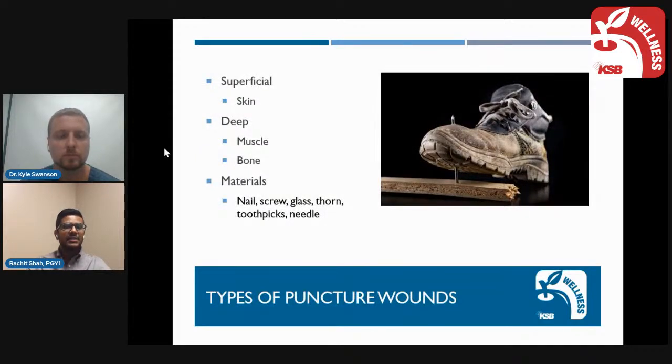So when we classify puncture wounds, we divide them up into superficial and deep. When we have a superficial puncture wound, it's really just confined to the skin. And as it goes deeper, and if it hits the muscle or the bone, we call that a deep puncture wound. And there are various different materials that can penetrate the skin and can go deep into the muscle or bones. The most common that you see is a nail, a screw, broken glass, thorn, toothpicks, or a needle.